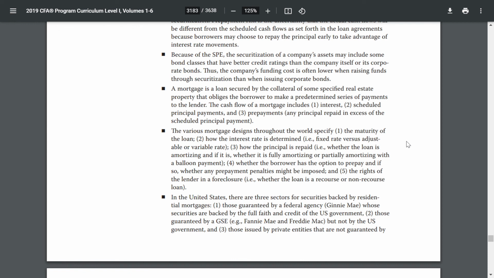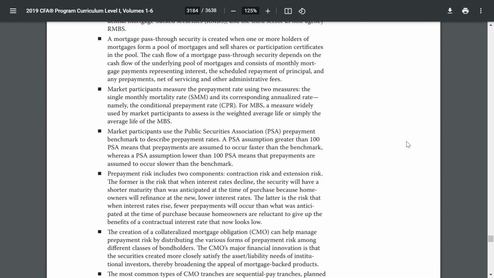A mortgage is a loan secured by the collateral of some specified real estate property that obliges the borrower to make a predetermined series of payments to the lender. The cash flow of a mortgage includes interest, scheduled principal payments, and prepayments. The various mortgage designs, so these are just the content.